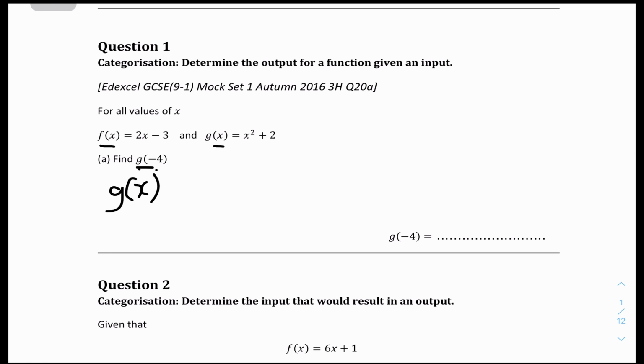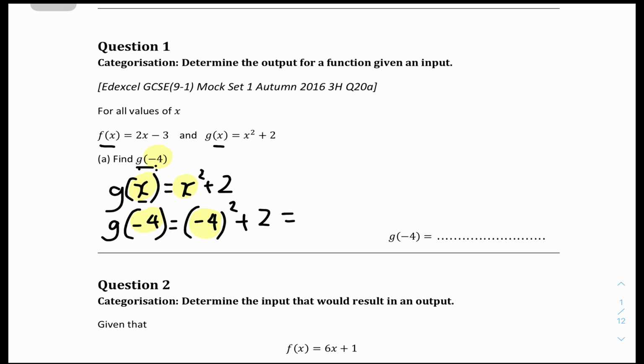So we have this g of x function, and we have to substitute this x value by minus 4. To put minus 4 into the equation, it'll just be this plus 2. As you can see, the relationship between minus 4, this, and this is basically the x value. So minus 4, the whole thing squared, is 16, and 16 plus 2 is 18, so the answer is 18. So g of minus 4 equals 18.